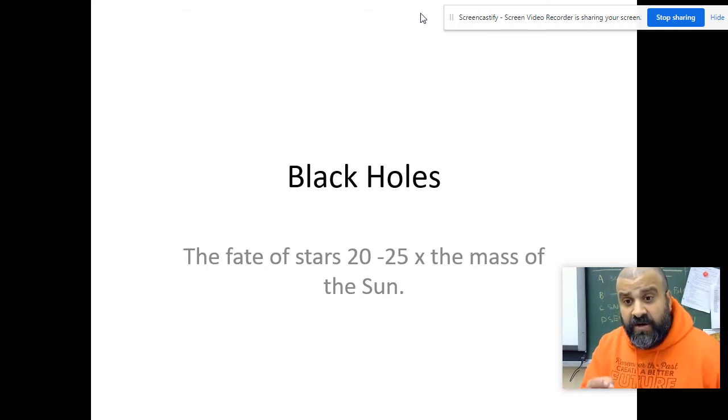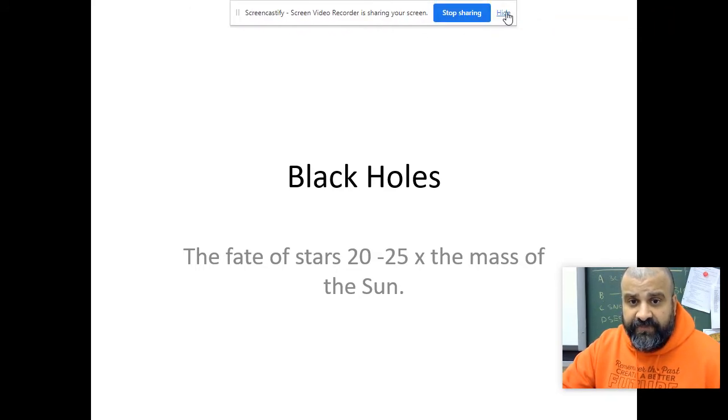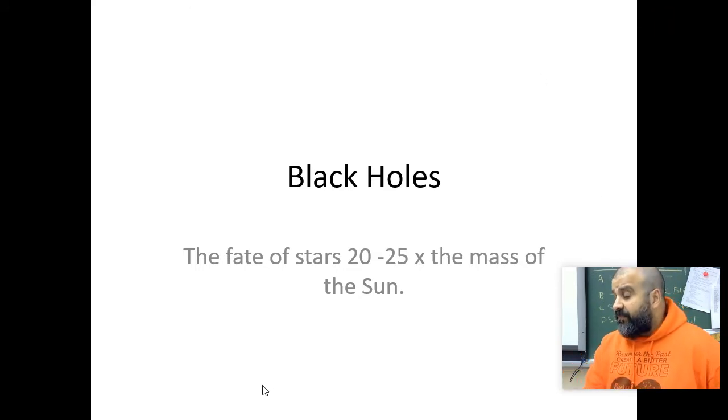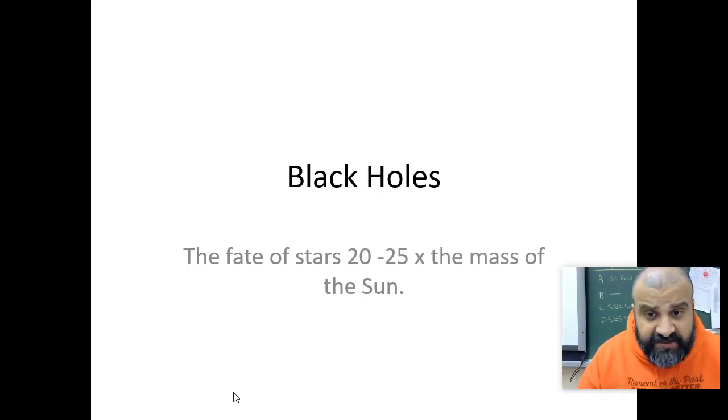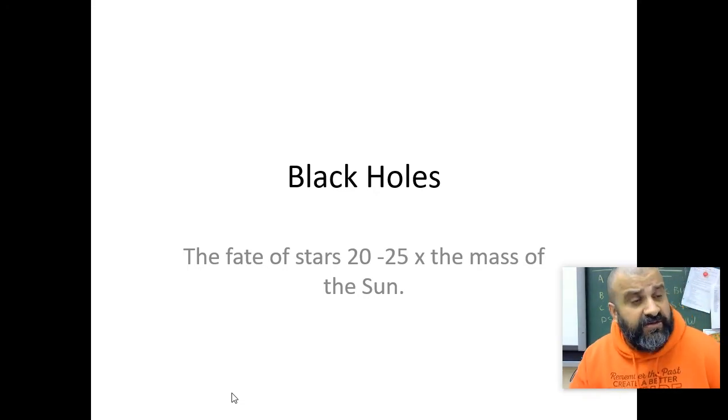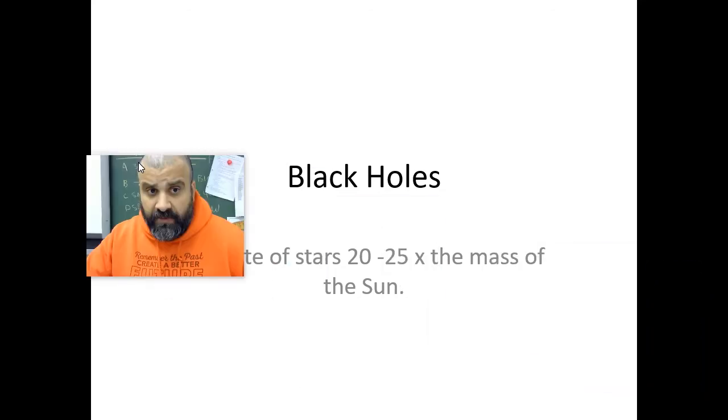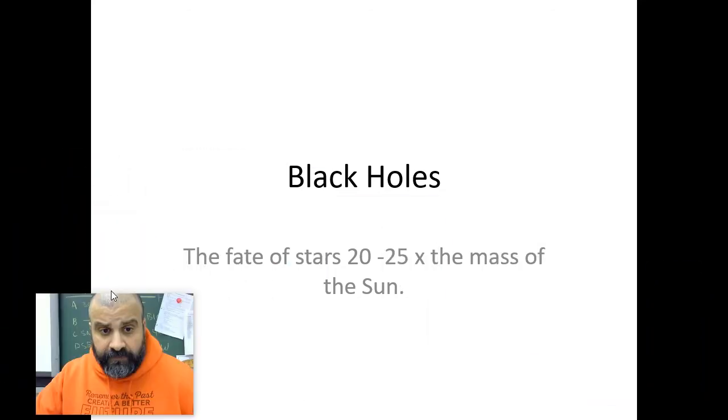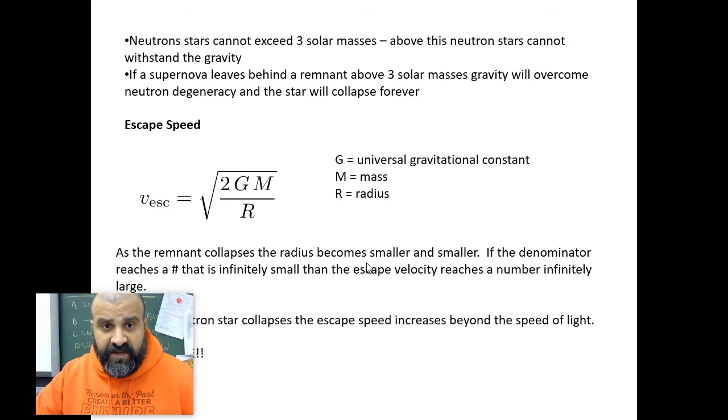What happens when stars get even bigger than that? When they collapse in a very dramatic way. And what you're seeing there on the title, let me move this out of the way here. Let me hide that. We get black holes. So generally, we're looking at the fate of stars that are 20 to 25 times the mass of our sun. Next slide.